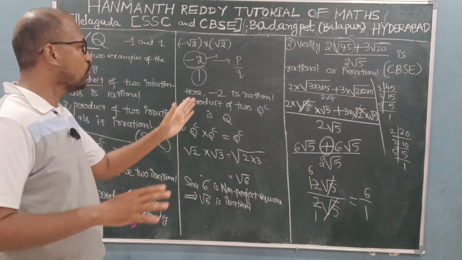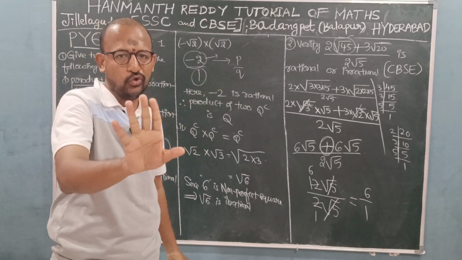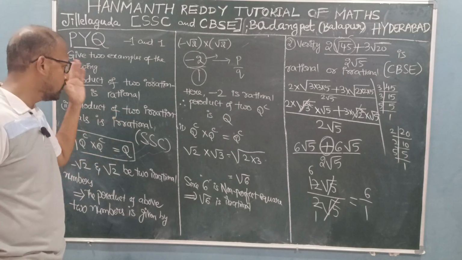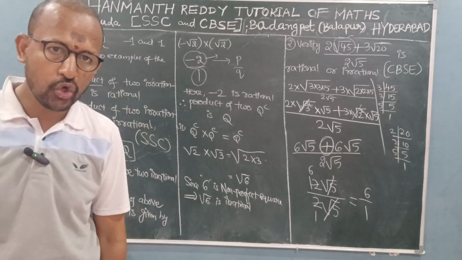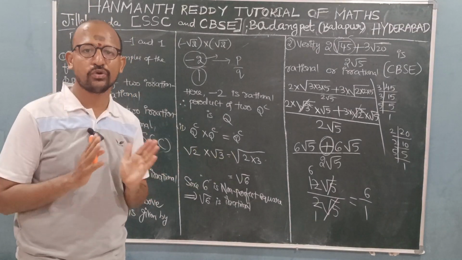Now, 2025 or 2024, I don't remember exactly. I think it is 2024. But based on the rational numbers and irrational numbers concept, these are the previous year questions. One is SSC, the other is CBSE. I hope this is very clear for all of you.